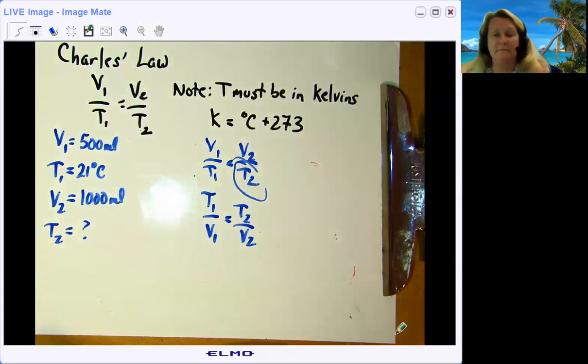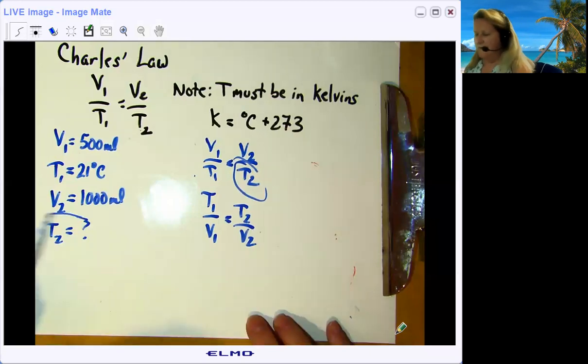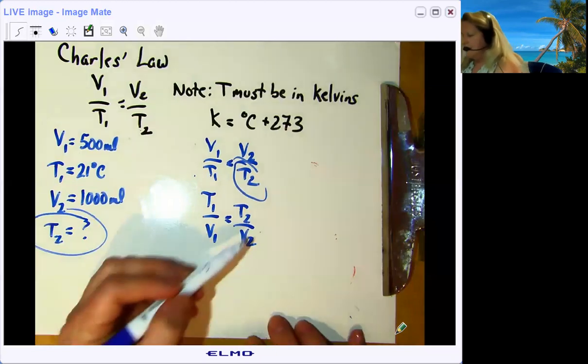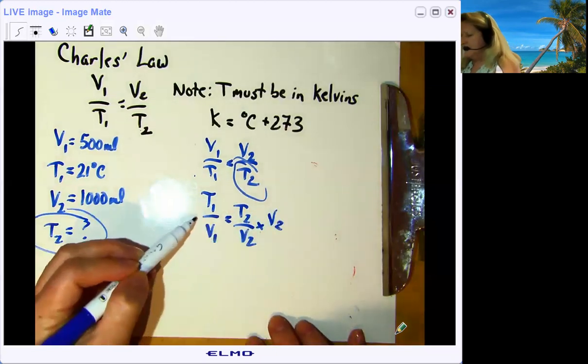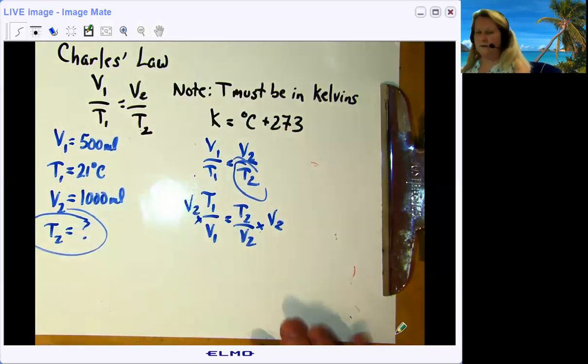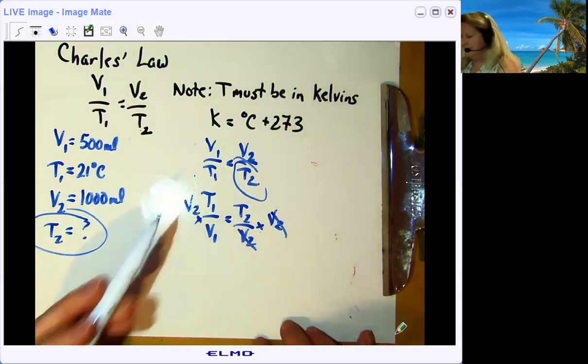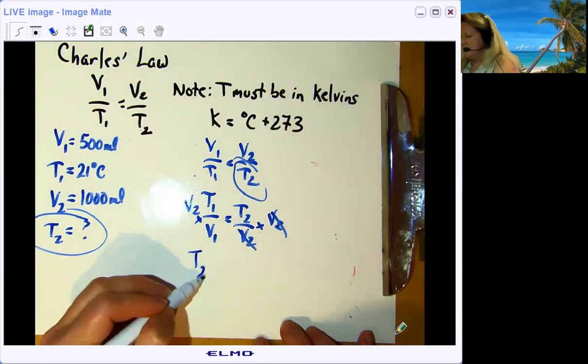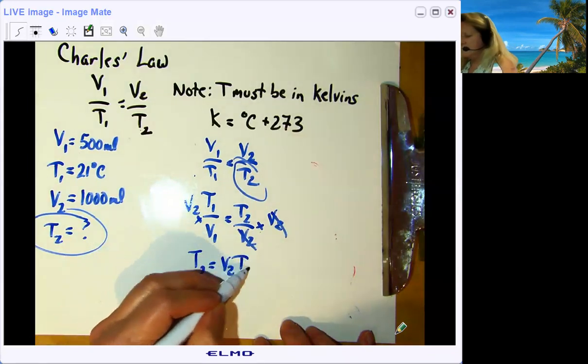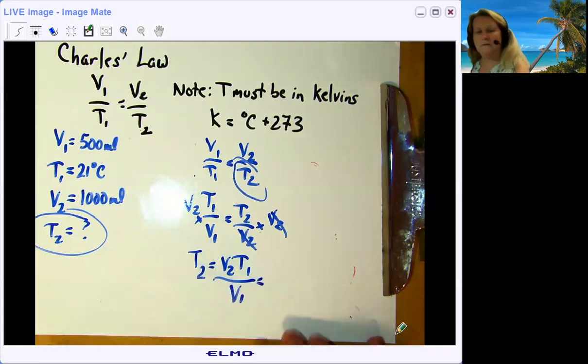Now, why did I do that? Because I can. Algebraically, it's correct. It means the same thing. It still means that temperature and volume are directly proportional. Also, I think it makes the algebra a little bit easier for you if you flip it upside down before you even start when you're looking for temperature. Now, remember, we're trying to find T2. So let's multiply both sides of this equation by V2 so that we can get T2 by itself. If we do this, we get T2 equals V2 times T1 over V1.